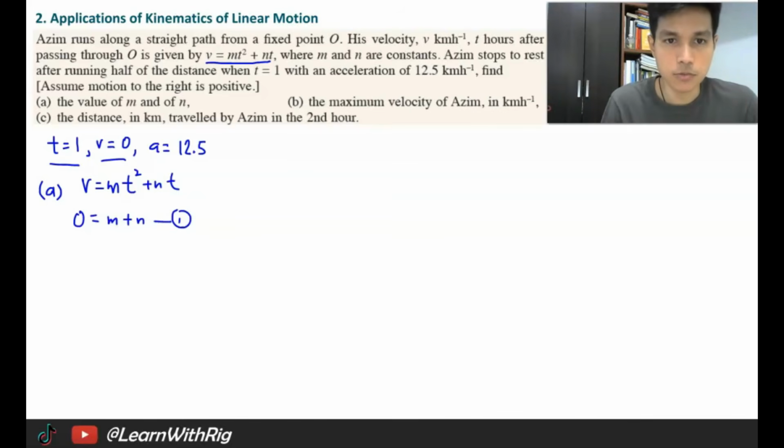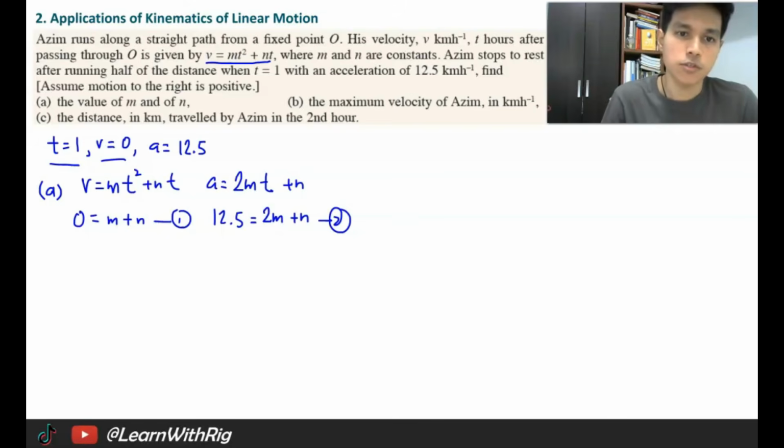Second equation is you have to find acceleration. So from the velocity function, you can find acceleration by differentiating. So a equals 2mt plus n. Okay, so that's the acceleration function. So substitute this 12.5 and t equals 1. So you get 12.5 equals 2m plus n. So this is the second equation.